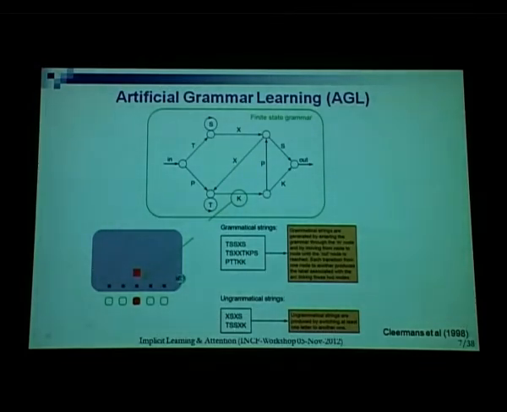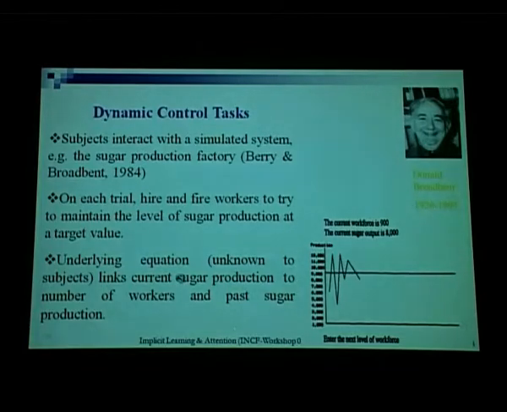The other paradigm is the dynamic control task. Again, an old one, 1980s. Berry and Broadbent proposed this, where subjects interact with a simulated system. For example, in this case, they are controlling sugar factory production. On each trial, subjects can hire or fire workers to maintain a certain level of sugar production. So in this panel, you need to enter the next level of workforce to maintain the production level of say 9,000 or whatever.